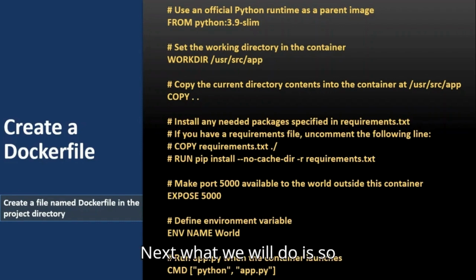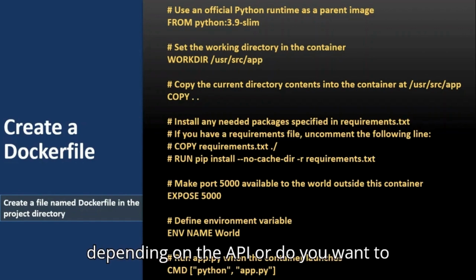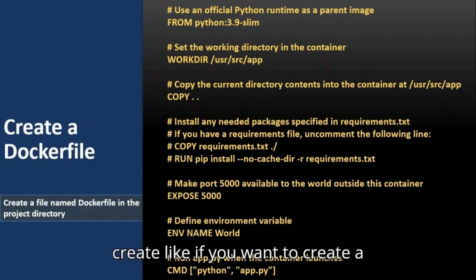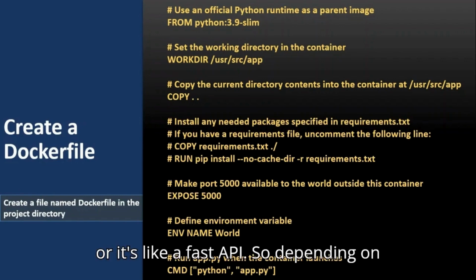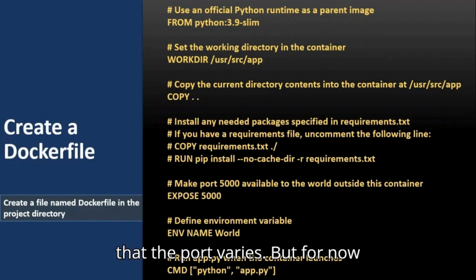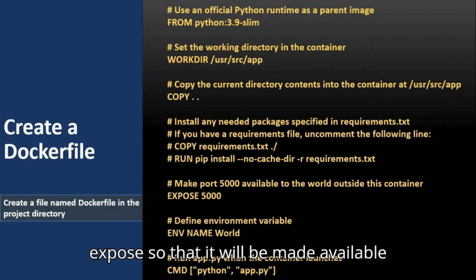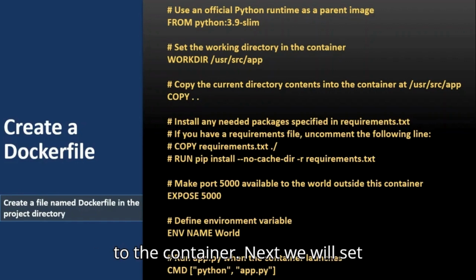Next, depending on the API that you want to create, like if you want to create a Streamlit app, a Flask based app like a REST API, or a FastAPI, the port varies. But for now, let's consider we are using 5000. So this we will expose so that it will be made available to the container.